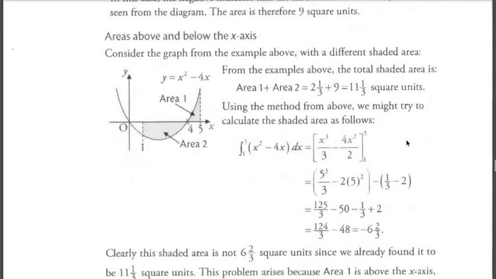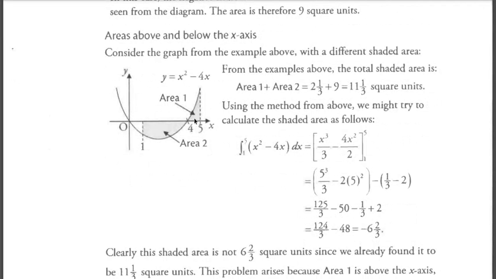Now, unfortunately, we can't just integrate between 1 and 5. Because if we integrate between 1 and 5, as is done here on the right, we'll get an area of -6 2/3. Now, we know the answer must be 11 1/3. This has an area of 9. This has an area of 2 1/3. In total, the area is 11 1/3 square units.